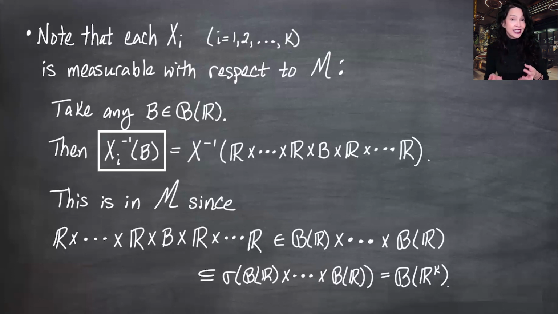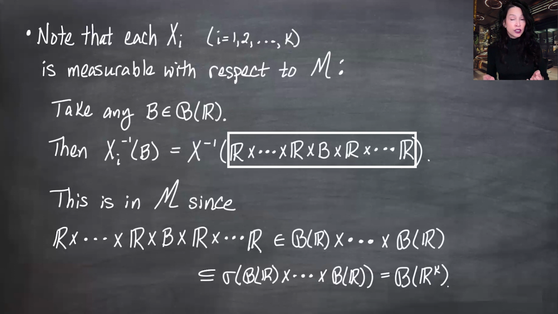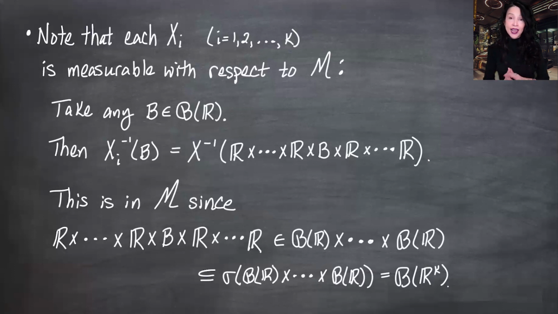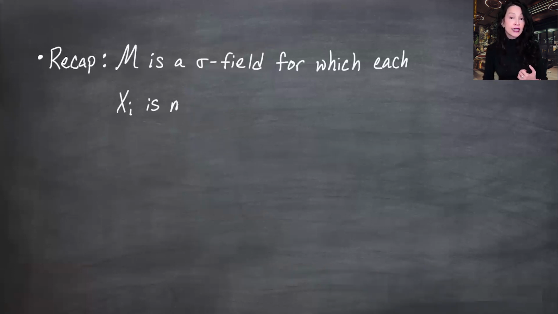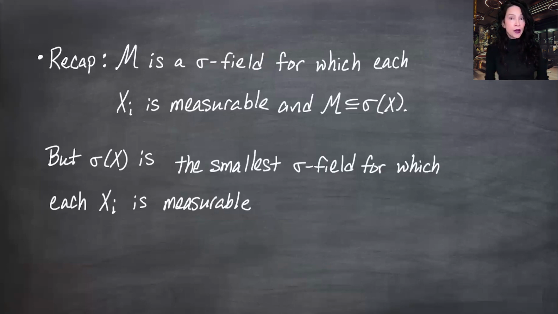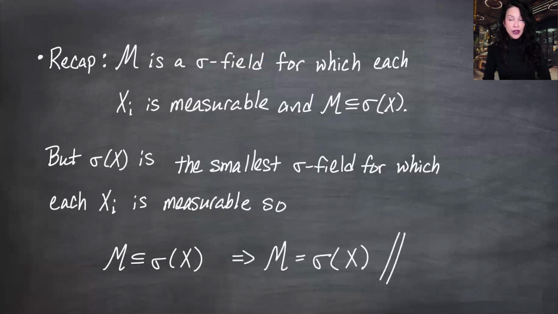So in conclusion, this x_i inverse of B is this x inverse of all of this stuff. And because all of this stuff is in the Borel sets on R^K, by definition, this, and therefore this, is in curly M, and that's what we wanted to show. As a recap, curly M is a sigma field for which each x_i is measurable, and curly M is a subset of sigma of x. But sigma of x is supposed to be the smallest sigma field for which each x_i is measurable, and M is contained in this sigma field generated by x, and that forces curly M to actually equal the sigma field generated by x, which is what we were trying to show.